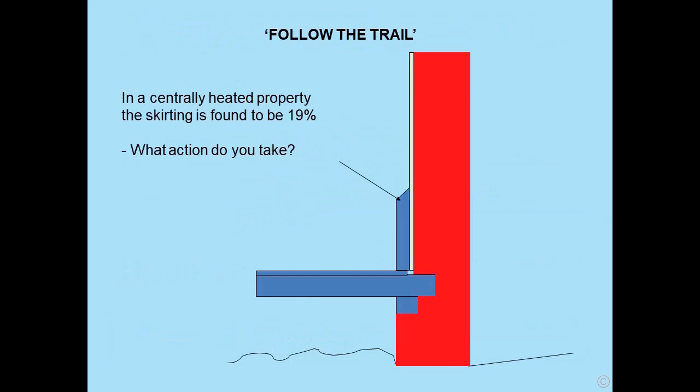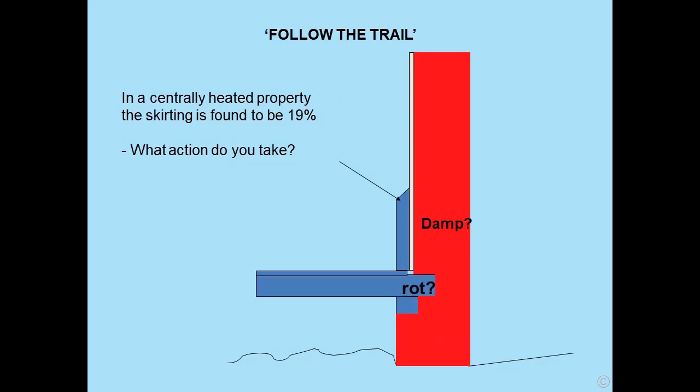So how can we use a moisture meter? Well, let's have a look at this simple one. It's called Follow the Trail. Imagine we're looking at a centrally heated property and the skirting is found to be 19%. What action do we take? Well, what is that suggesting? If the skirting is fixed to a wall at that moisture content, then it's likely that the wall itself is damp. However, if it is damp, the real problem is where it's damp, and is it damp or even more damp lower down in the wall.